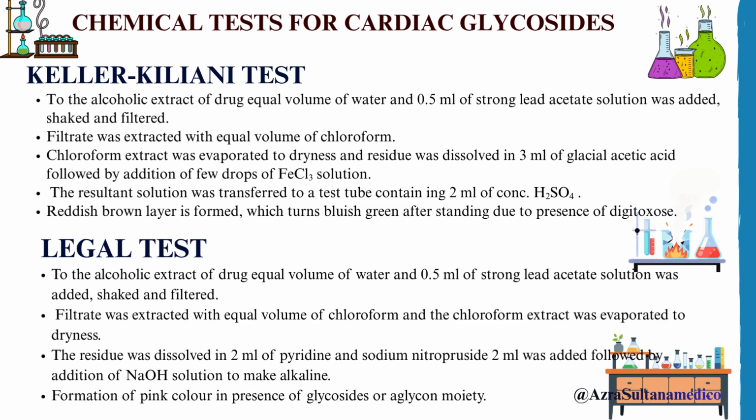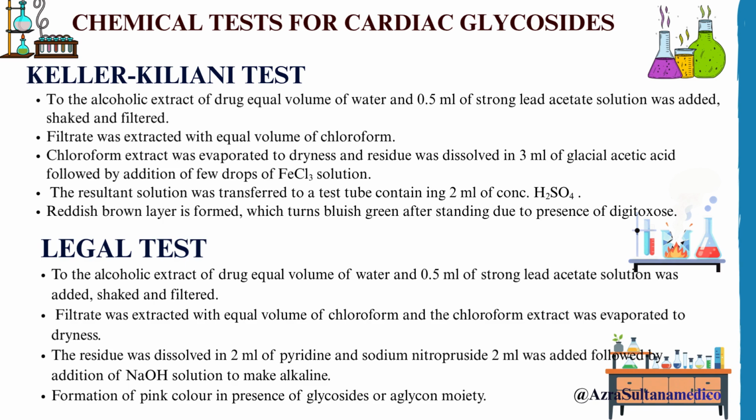Chemical tests for cardiac glycosides. Keller-Kiliani test. To the alcoholic extract of drug, equal volume of water and 0.5 milliliters of strong lead acetate solution was added, shaken and filtered. The filtrate was extracted with equal volume of chloroform. The chloroform extract was evaporated to dryness and the residue was dissolved in 3 milliliters of glacial acetic acid followed by addition of a few drops of ferric chloride solution. The resultant solution was transferred to a test tube containing 2 milliliters of concentrated sulfuric acid. A reddish-brown layer is formed, which turns bluish-green after standing, due to the presence of digitoxose.